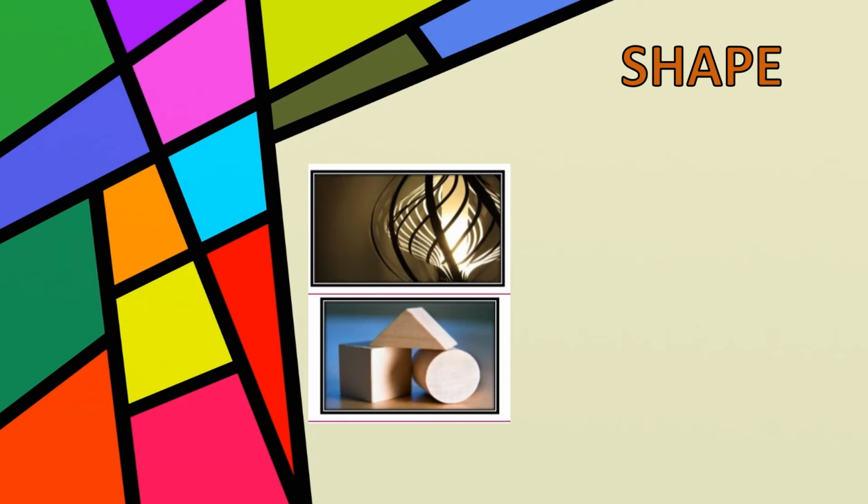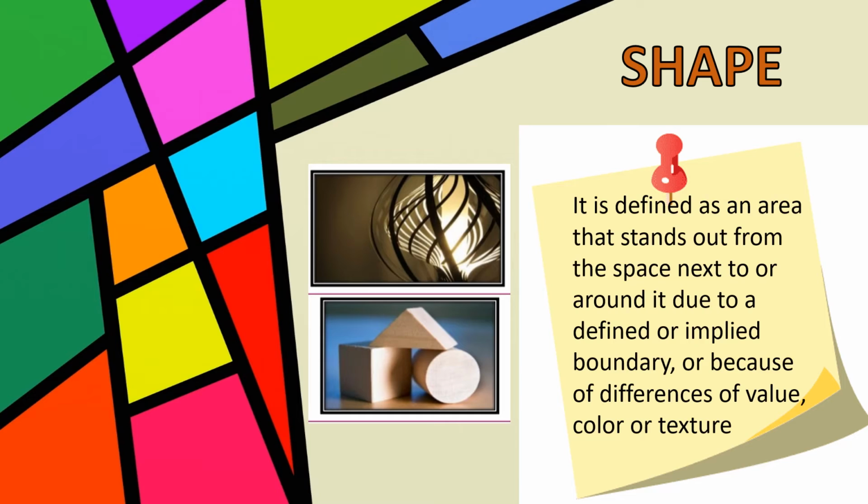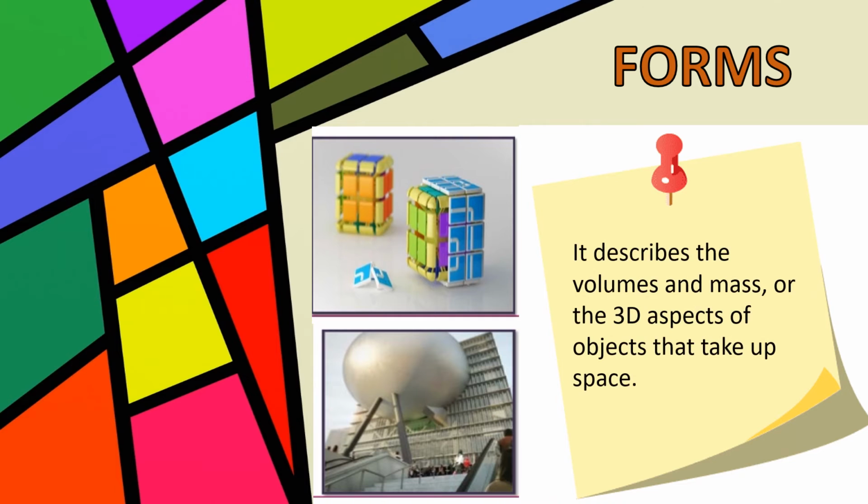Another basic element is the shape. It is defined as an area that stands out from the space next to or around it due to a defined and implied boundary. Next is form. Form describes the volume and mass, or the 3D aspect of an object that takes up space.